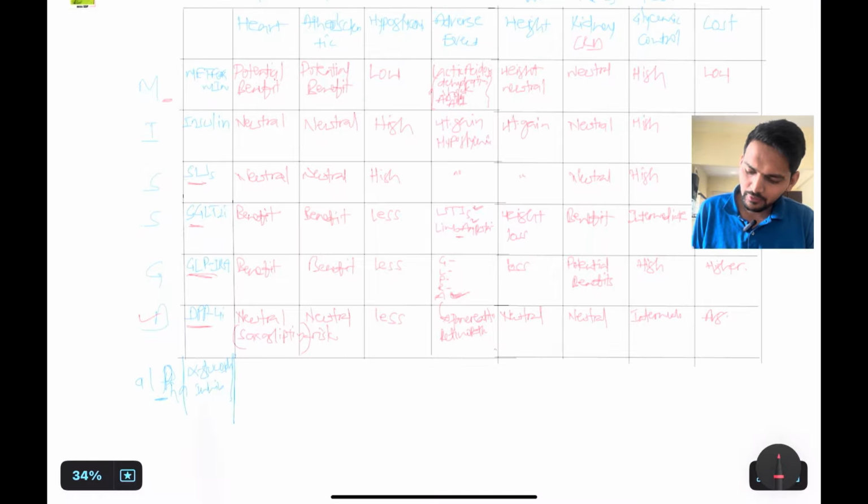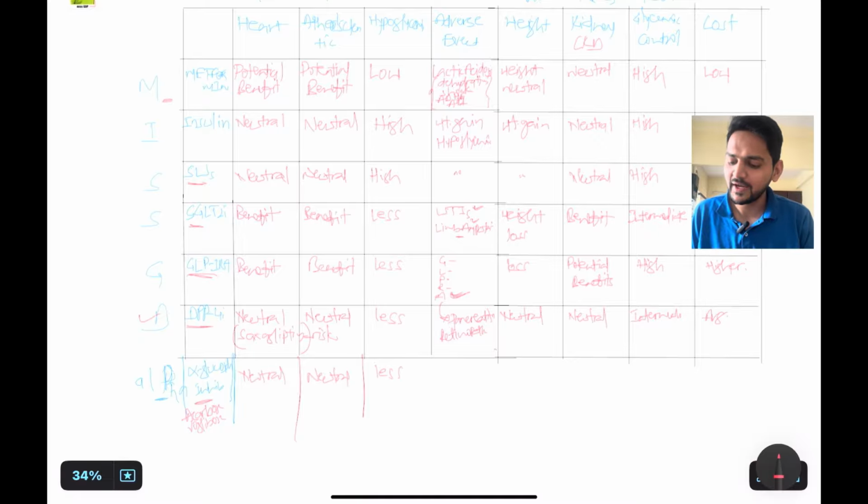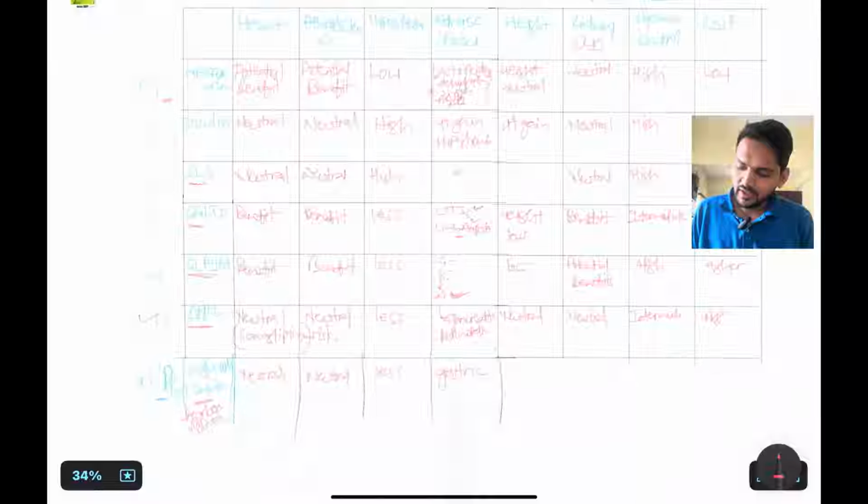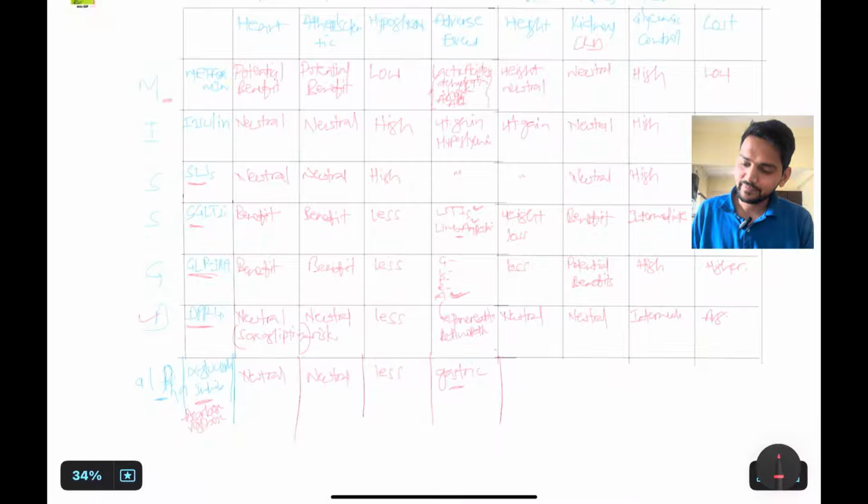Finally, regarding alpha glucosidase inhibitors, especially acarbose or voglibose type of medications, here they don't have much beneficial or harmful effect on heart and kidney health. So it is neutral. Here also it is neutral effect. Hypoglycemia risks are lesser because it acts mainly for postprandial glucose control. Adverse events are gastric related, like patient will feel gastric distension, flatulence, abdominal discomfort, etc. That's why it is advised to take with the first bite of the meals for this drug.